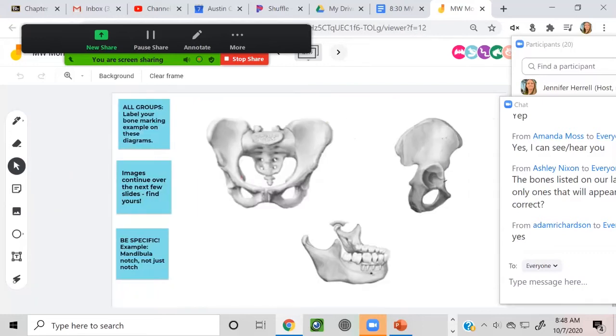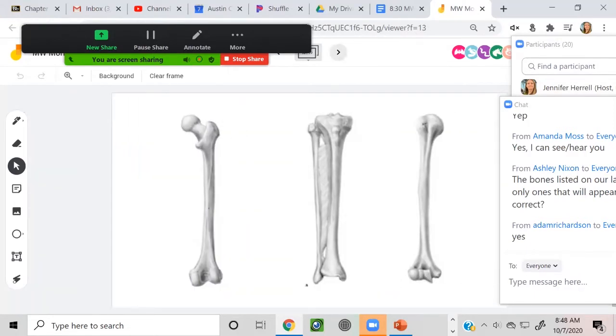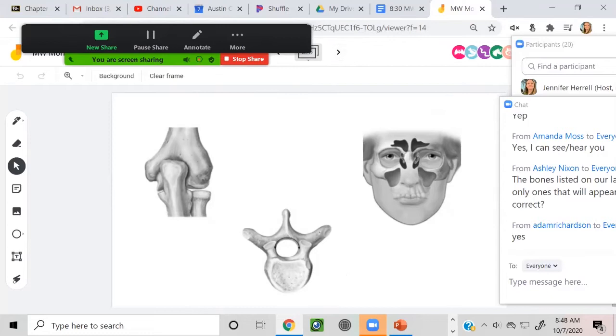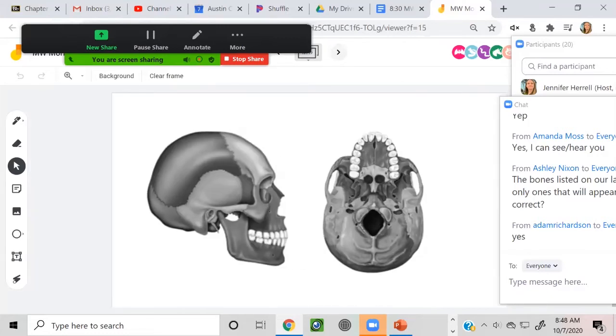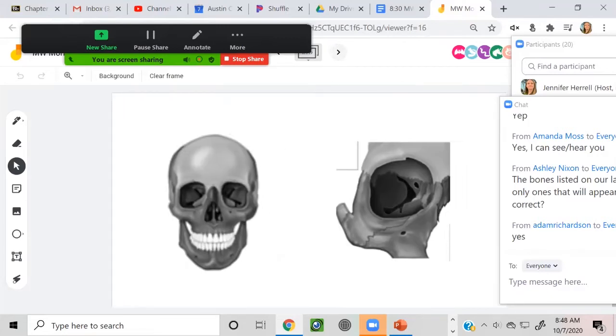And then here's the real challenge. I want you guys to look on these diagrams, find your example of your bone marking, and label it on here. Notice I put a bunch of slides. These are directly from your guided notes, but I stuck them on the slide here. You just need one example of your feature, and you can find it on here and label it.